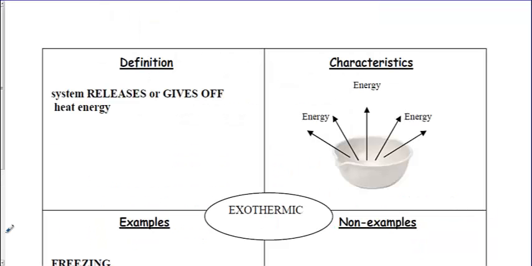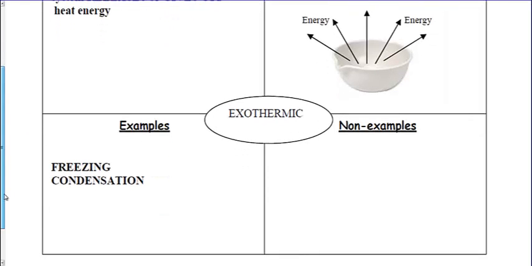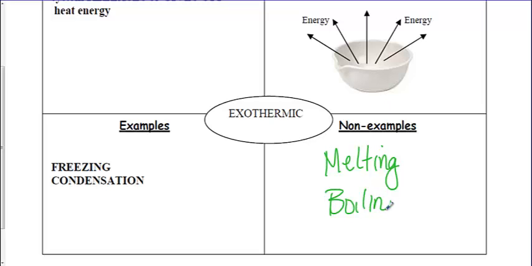Okay, so to sum up this lesson, we're going to just look at exothermic and endothermic and finalize our lesson for right now. The definition of exothermic is a system releasing or giving off heat energy. So here are your characteristics. If we're looking at something in a crucible, it's going to be cooling and energy is going to be given off, so it's exothermic. Examples would be freezing or condensation. Non-examples would be the opposite, so we would put in here melting and boiling. Another term to use for boiling is vaporization, like I said on the last slide.